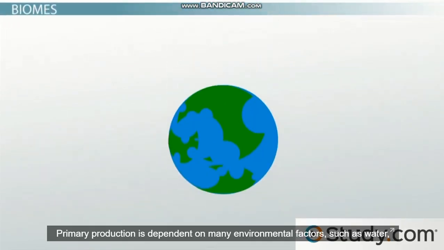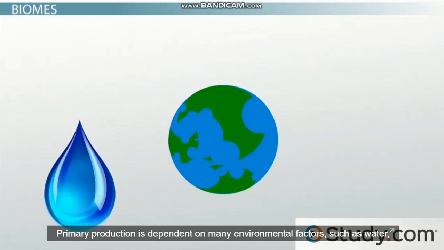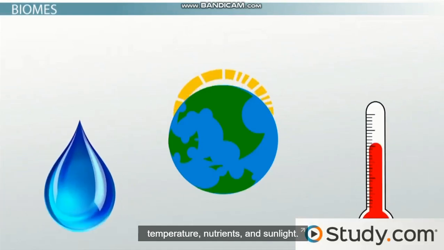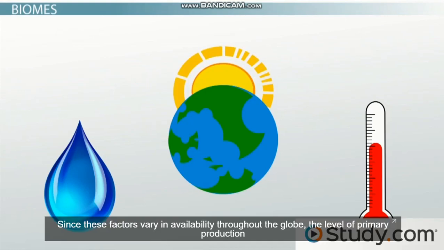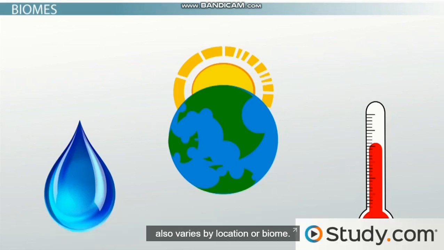Primary production is dependent on many environmental factors, such as water, temperature, nutrients, and sunlight. Since these factors vary in availability throughout the globe, the level of primary production also varies by location or biome.